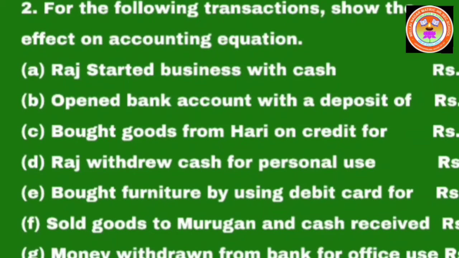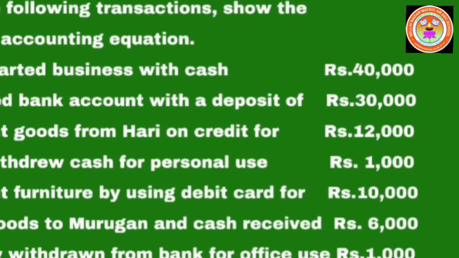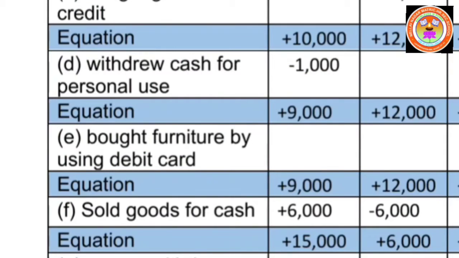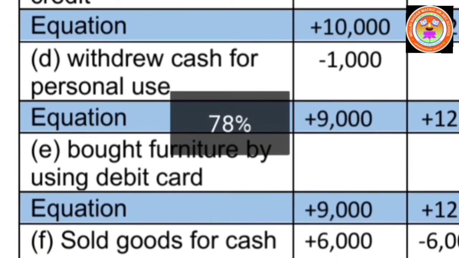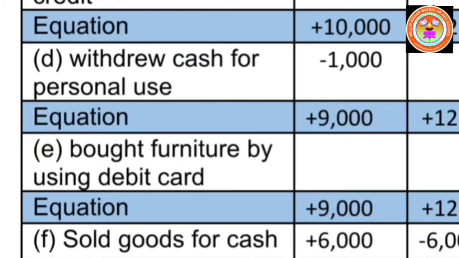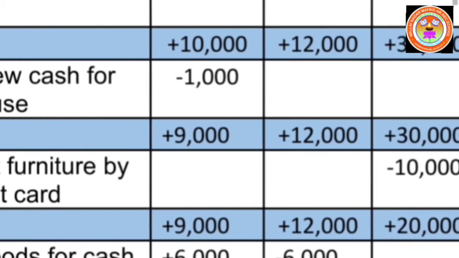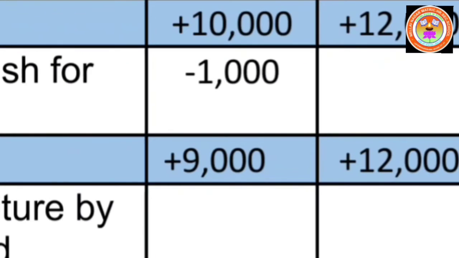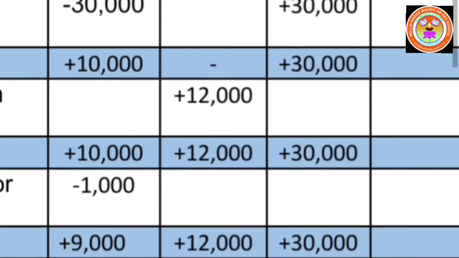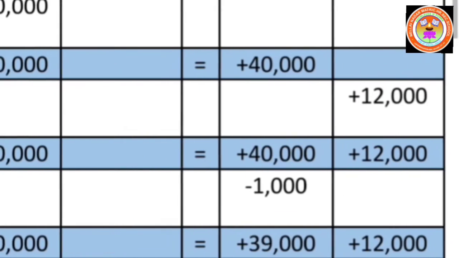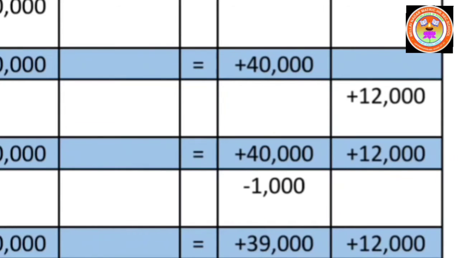Next transaction, Raj withdrew cash for personal use, rupees 1,000. Accounting equation. Look at the answer. If the proprietor withdrew cash for personal use, the cash balance will be decreased. So put minus 1,000 rupees under the cash balance. Then it is also the loss for the business.